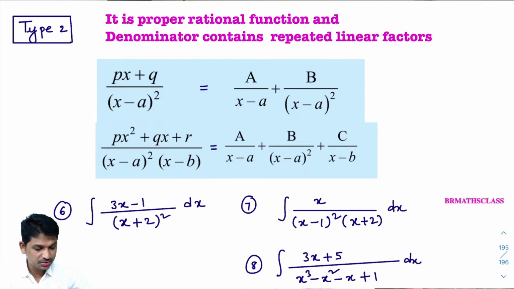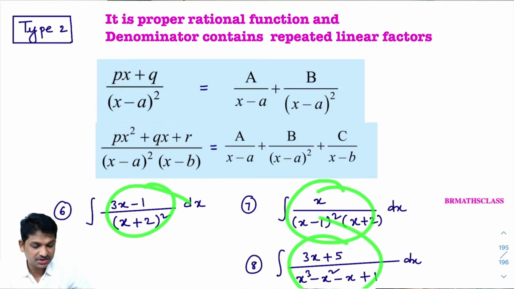And you observe this one, degree of numerator 1. This example you see, degree of numerator is 1. What about degree of denominator? When you multiply all these things, you will get 3. Degree of denominator is 3. Degree of numerator is less than degree of denominator, so it is a proper rational function. So these are the examples for proper rational functions.